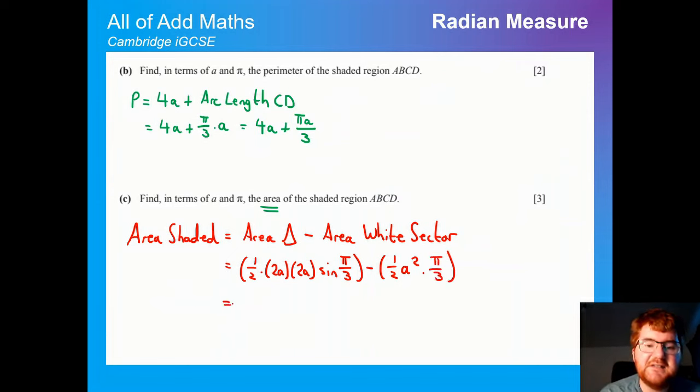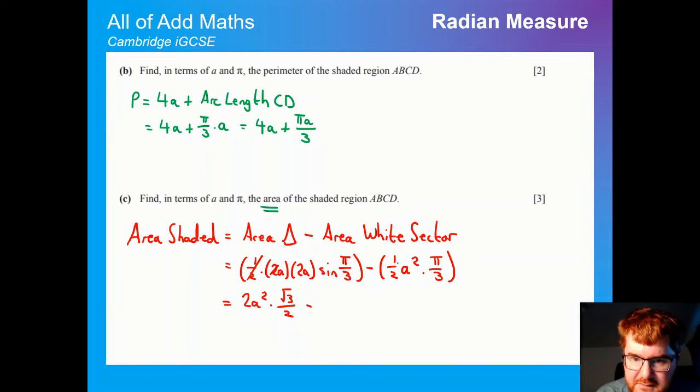This case is just a case of doing a bit of simplifying and tidying up. Notice a half and the 2 cancel here, so that's helpful. So we get 2a squared. Now you should know what sine pi over 3 is. You can check on your calculator. You need to know these exact values, they do help. This is equal to root 3 over 2.